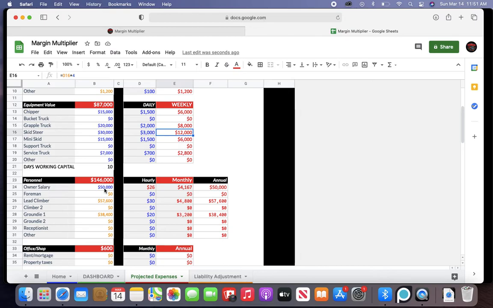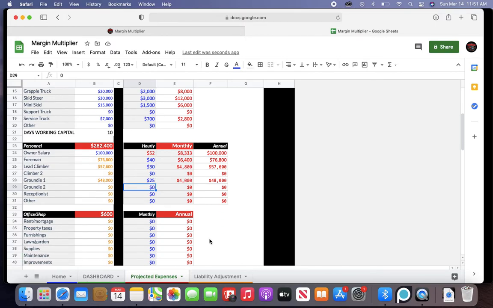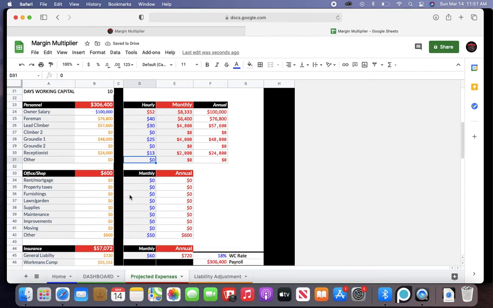Personnel, okay, this one's pretty cool too. Let me see here. Let's say I want to pay myself 100,000. That'll auto calculate the hourly, monthly, and then when I do the hourly for my guys, let's say I got a foreman that wants 40, lead climber wants 30, groundy wants 25 because they're always super picky. All this stuff auto calculates, auto populates over here. It'll tell you how much you owe monthly, annual, blah blah blah. You can add in a receptionist in here. Maybe she works for $12.50. So there you go. There's that.